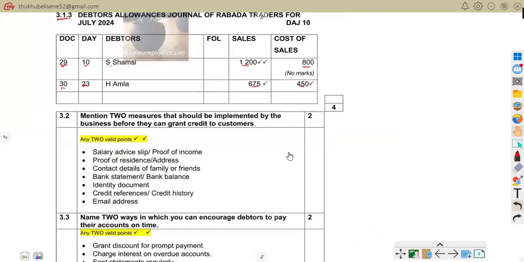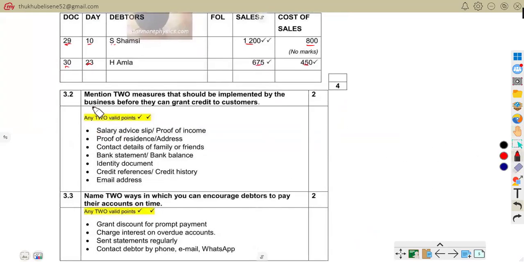As you can see, here is our 3.2 with the answers that are given. Mention 2 measures that should be implemented by the business before they can grant credit. It says salary advice slip. That is a proof of income that we have talked about. It shows affordability, that you can pay. Proof of residence or address where you will be found. Contact details of family or friends.